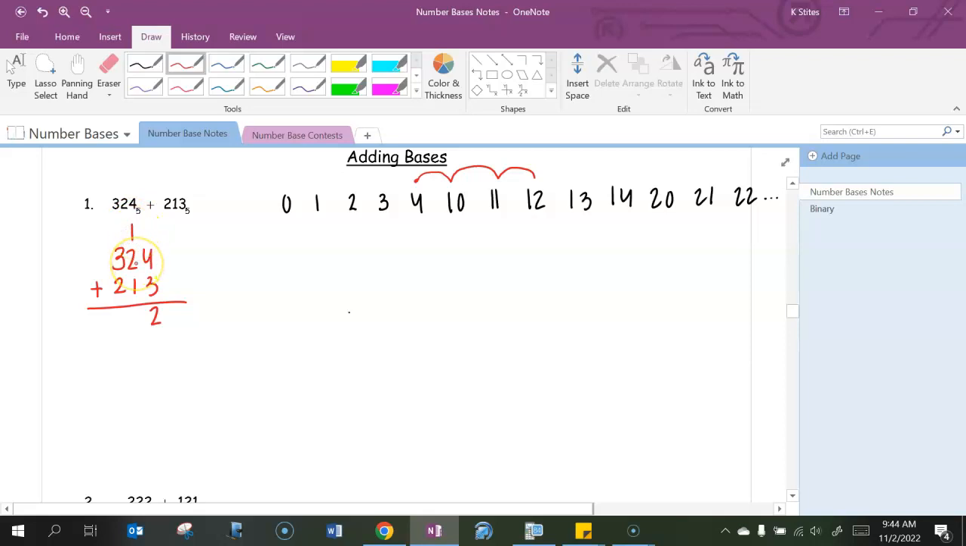1 plus 2 is 3, plus 1 is 4. 4 does exist in base 5. 3 plus 2 is 5. 5 does not exist in base 5. So again, I'm going to count. I'm at 3, I add 2, so this is a 1, 0. So this is my final answer.